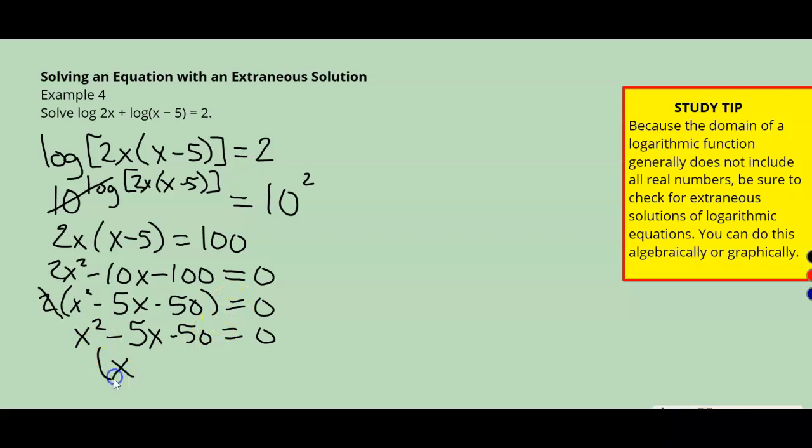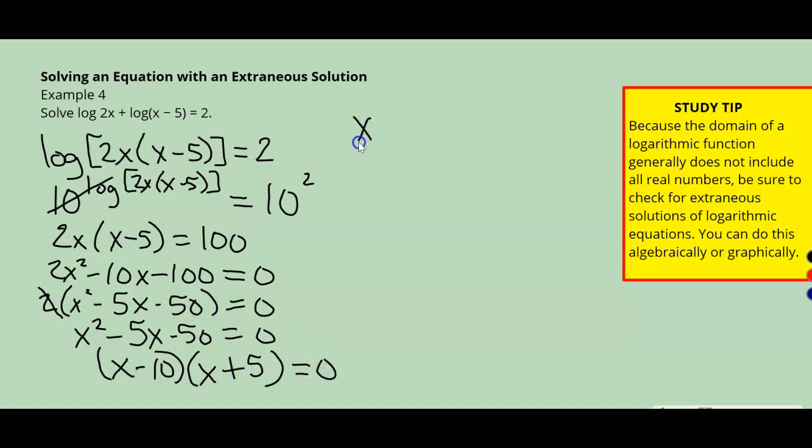So this can be factored into 2 binomials. x times x is x squared. What multiplies to give me negative 50 and adds to give me negative 5? So I know 10 and 5 multiply to give me 50. I know I need a negative 50, so one has to be negative, one has to be positive. And then since the negative 5 in the middle means my bigger number has to be negative.